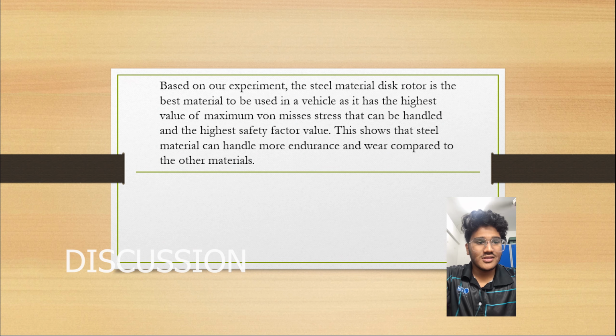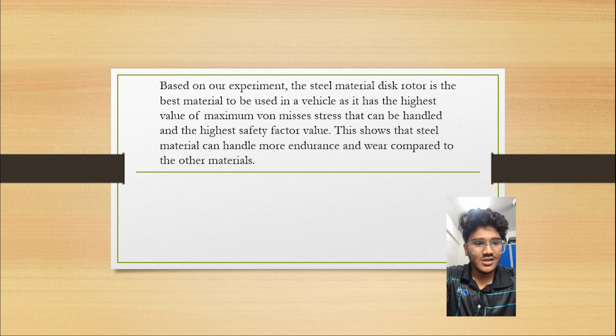So based on this information, we can do a small conclusion. Based on our experiment, the steel material disc rotor is the best material to be used in a vehicle, as it can handle the highest value of maximum von Mises stress and has the highest safety factor value. This shows that steel material can handle more endurance and wear compared to the other materials.